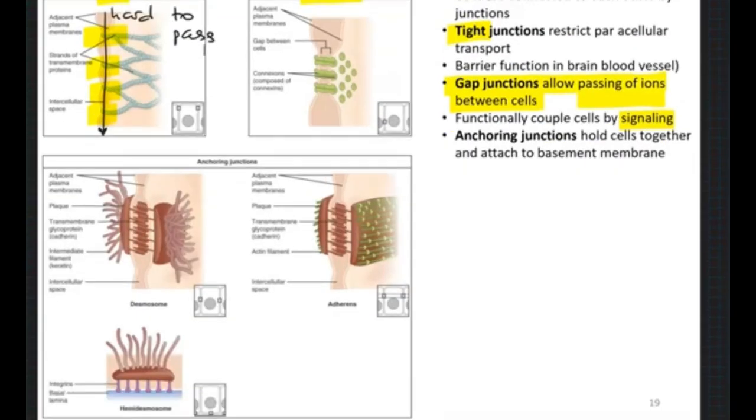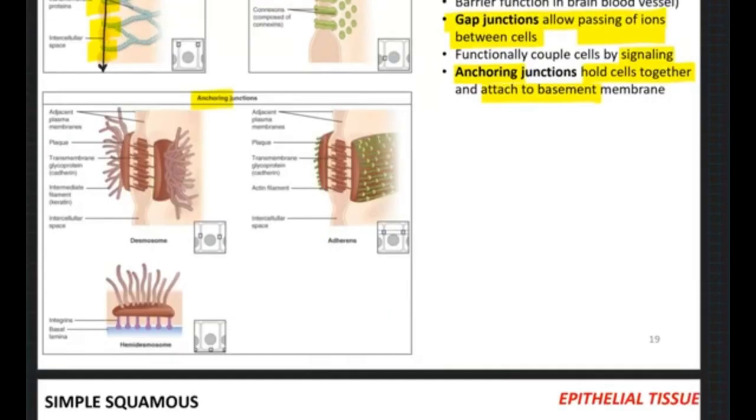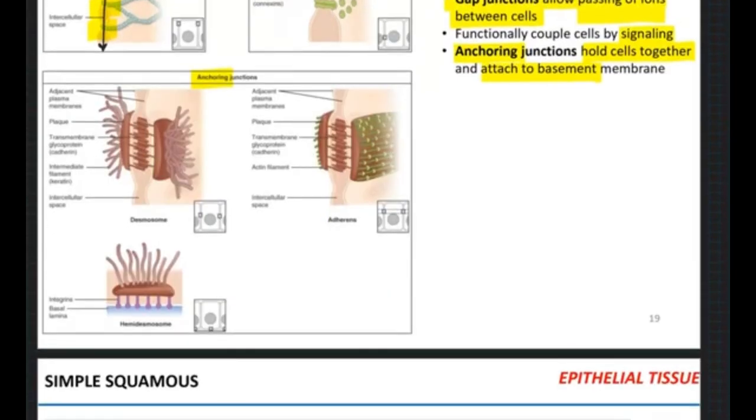And the final type that I want you to know are anchoring junctions. They hold cells together, attached to the basement membrane. The question that I receive often: do we need to know the specific differences between desmosomes, adherens junctions, or hemidesmosomes? The answer is no, you don't.